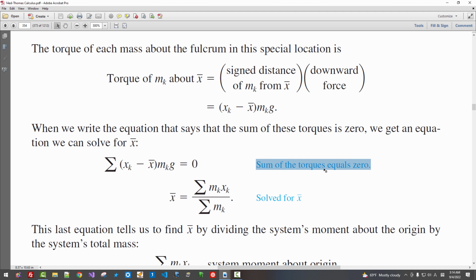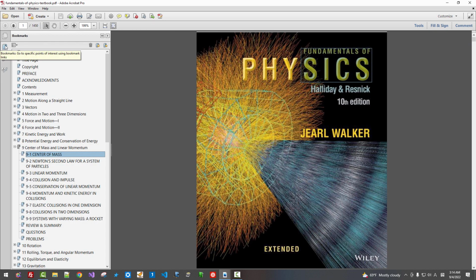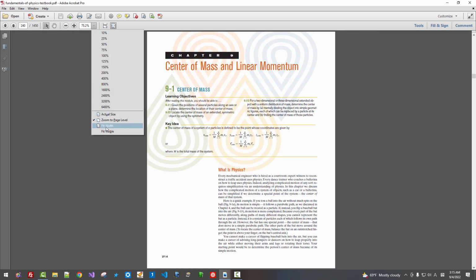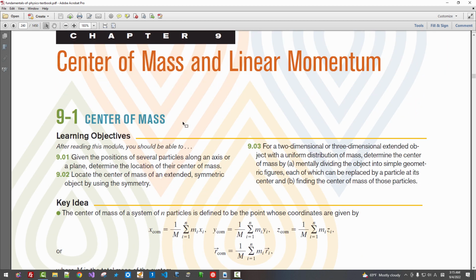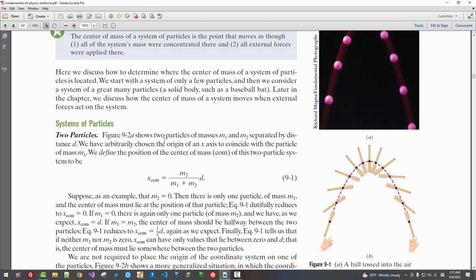Sum of torques equals 0. At this line, I had such a feeling. I think I understand, but I didn't quite understand it. So I also read Fundamentals of Physics about center of mass. This book also explains center of mass. It is explained in detail.